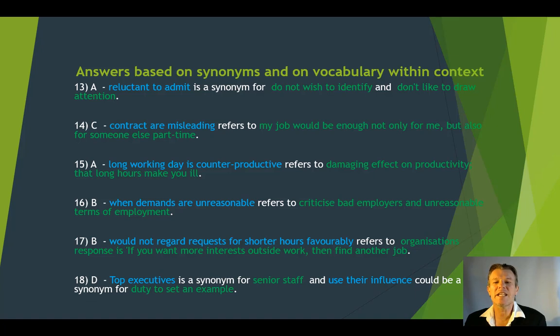And then finally 18, the answer is D. Top executives is a synonym for senior staff, and use their influence is a synonym for duty to set an example. So as you can see, by using synonyms, looking at only the STEM question first, finding the keywords in the STEM question that refer to synonyms in the reading text, find the answer, and then look at options A, B, C, D to see which option best fits these words. So hopefully this helps you in getting good marks in this part of the exam.